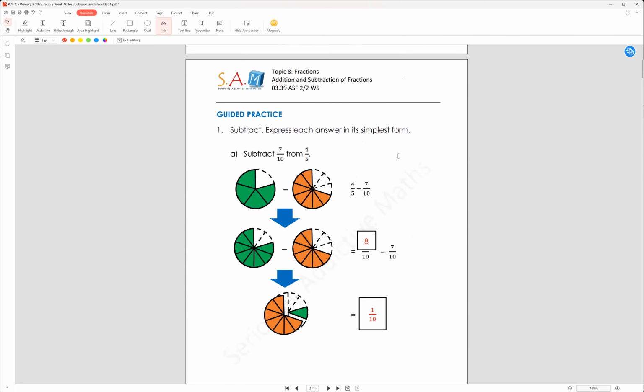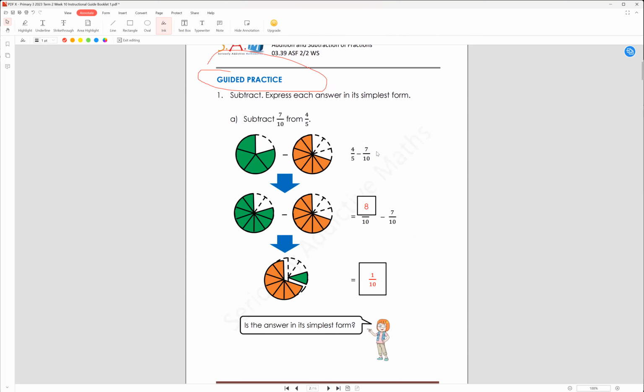Okay, let's move on to guided practice. Here, make sure that they're able to convert, following the steps. Maybe if you think they are still unsure, try to demonstrate one more. Same thing, 4 out of 5 minus 7 out of 10. You need to convert them into like fractions. In this case, convert to the bigger denominator, 5 to change to 10. Show them the steps on the side if you need.